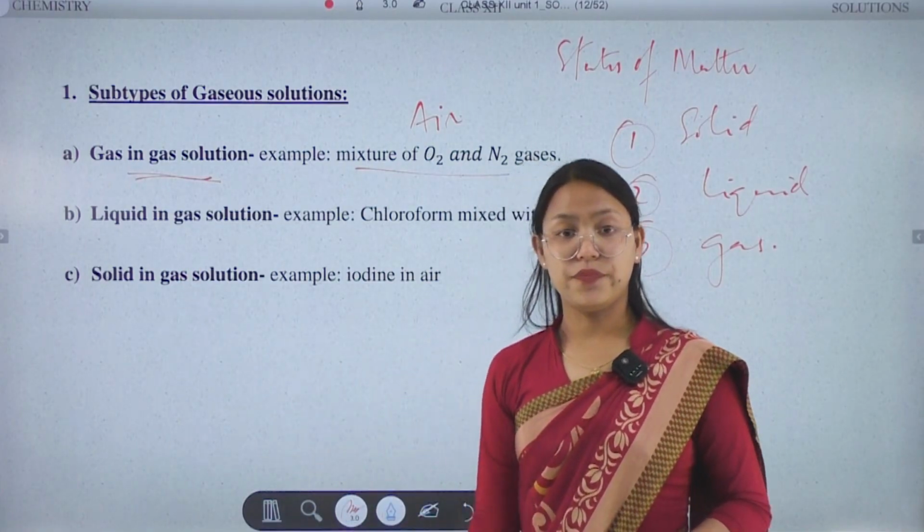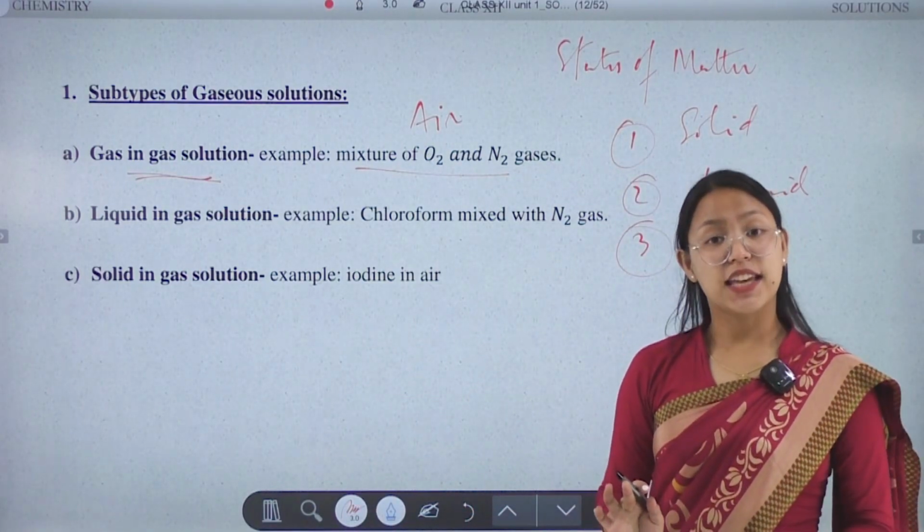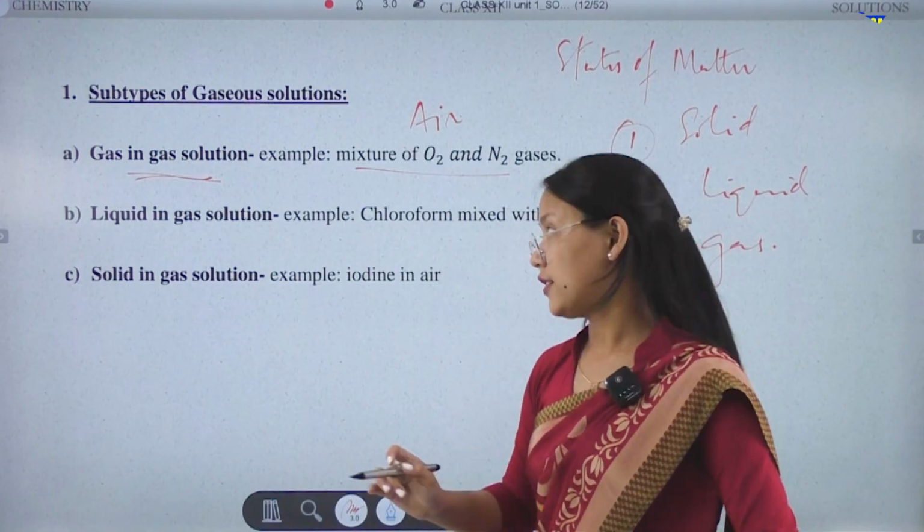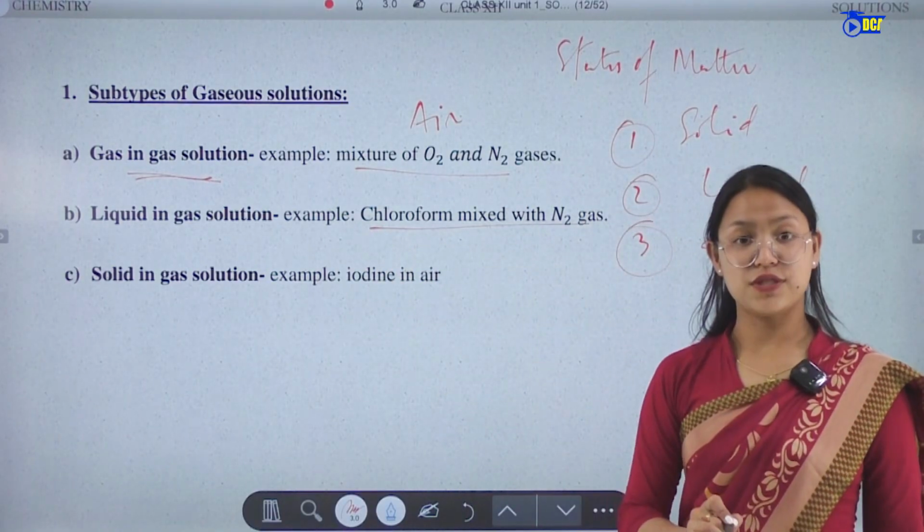Then liquid in gas. Can you give an example of this? Yes. Chloroform mixed with nitrogen gas.